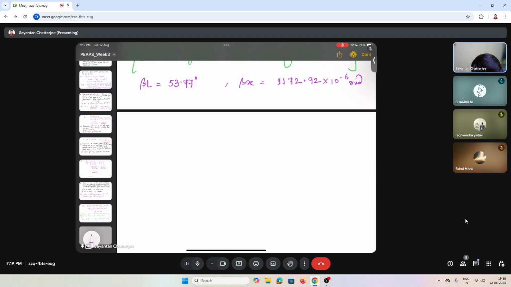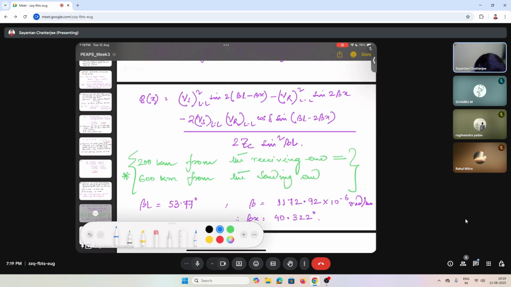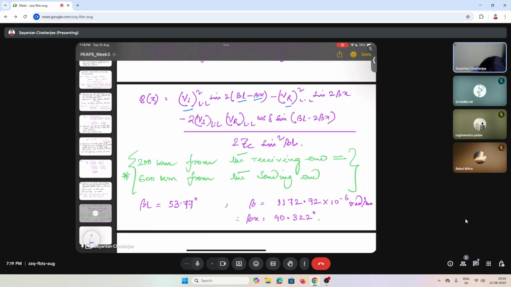So this is in rad per kilometer. Therefore, beta x we'll have to multiply with 600, and we'll get the value of beta x. In degree, it will be 40.322. So we have these two values: beta x, beta L we know, and Vs, Vr we know. So everything is done.